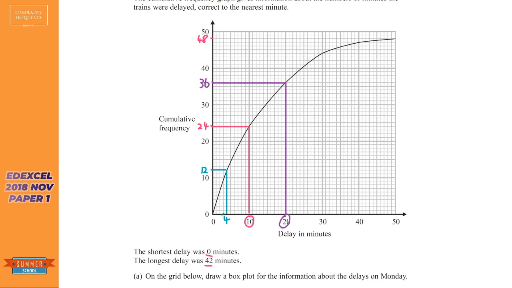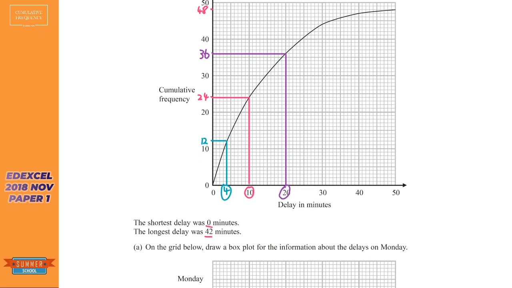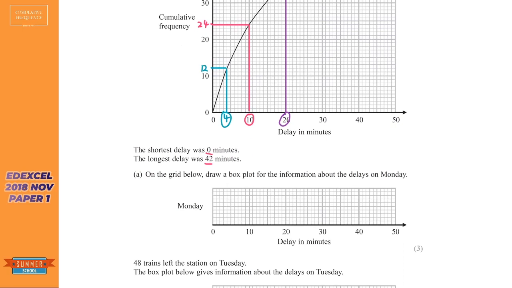So we've got our lower quartile of 4, median at 10, and then upper quartile at 20. So we're going to plot that onto our box plot. Okay, so the lowest amount, we put a little notch. Doesn't have to be a very big notch. And our highest amount, which is 42, we put a little notch like that.